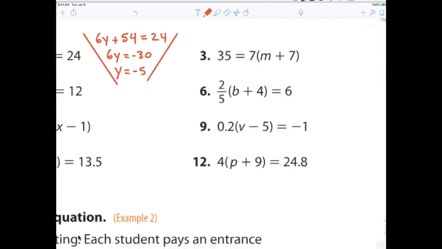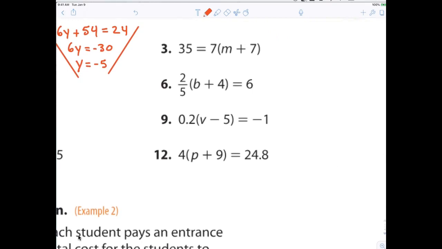And now we're going to do number 3. Diesel, I want you to do the distributive property for number 3. So you would rewrite it? Tell me. Go ahead and do the distributive property for me first. Okay, so 7 times m equals 7m. Then 7 times 7 equals 49. Beautiful. 7m plus 49 is equal to 35. I like it.